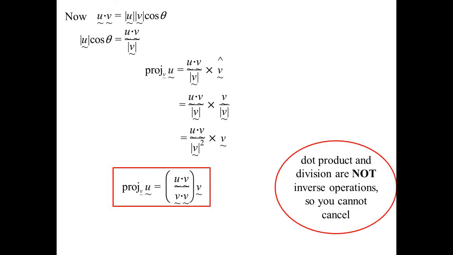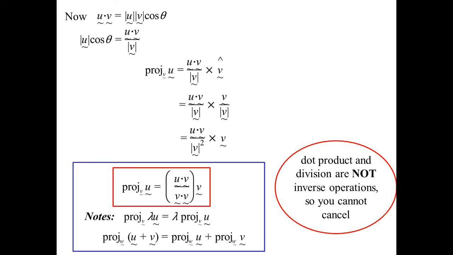Keep this in mind. Remember, dot product is not multiplication. So therefore, dot product and division are not inverses and they won't cancel. It's very tempting to get this v here and cancel with one of the vector v's in the bottom. But you can't do that, because this is a dot product as opposed to this being a multiplication. They're different things. So we need to leave it in this strange form, u dot v over v dot v times the vector v.